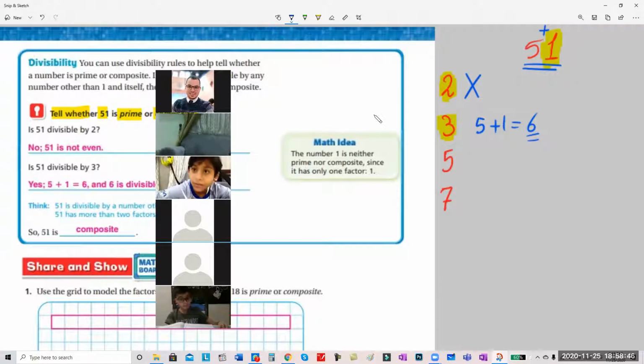Yes. So 6 is in the multiplication table of 3, so we can divide 51 by 3, right? Okay, I want to answer number 5. Wait. After that, if it works with one digit, you have to stop. Don't continue, because if it works with one number, it will be composite.